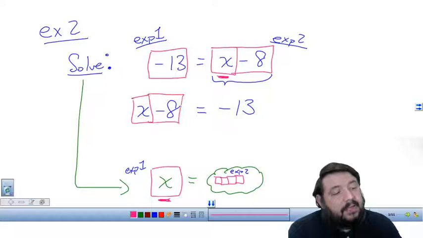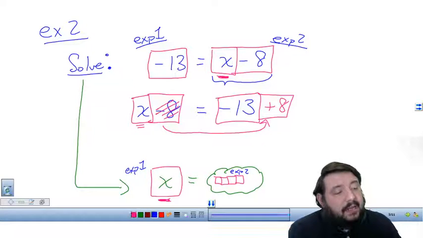I identify my terms. I see that the x is now here in expression number 1 where I want it to be. So what needs to move? Well, the -8. When I move it, I change it to a +8. Cross off the -8, and I end up with x equals -13 plus 8 is -5. And that's it. As you can see, I've matched it up to my goal.